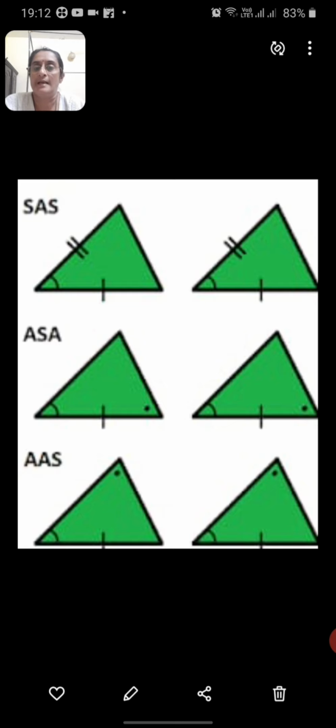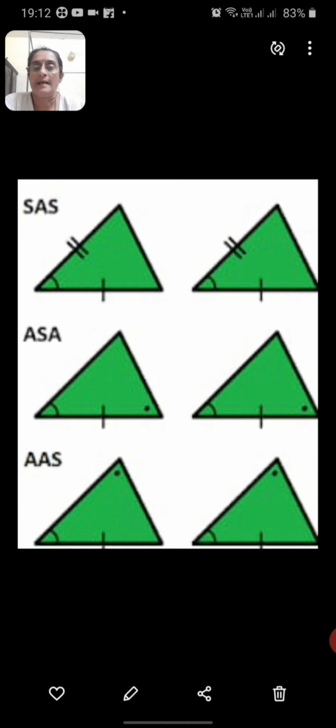Now what is SAS? S stands for side, A for angle, S for side. When two sides and the angle between them are equal in two triangles, you can call the two triangles congruent to each other. Now in the first figure you can see the two sides of the triangle and the angle between them are equal, so these two triangles are congruent to each other.